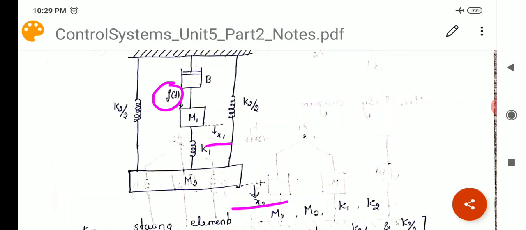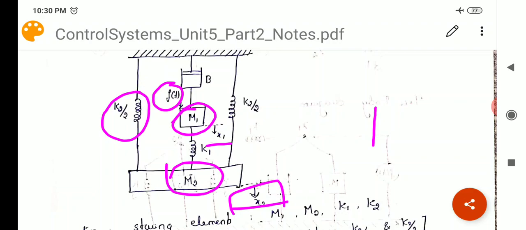Now the first task is to find the inputs and outputs. We have considered f of t as the input and x2 as the output as it is given in the question. The next task is to identify the state variables. Now state variables depend on the number of energy storing elements, as I said before. So how many energy storing elements are here? So m and k. I have m1, I have m2, I have k2 by 2, I have k2 by 2, I have k1 by 2.